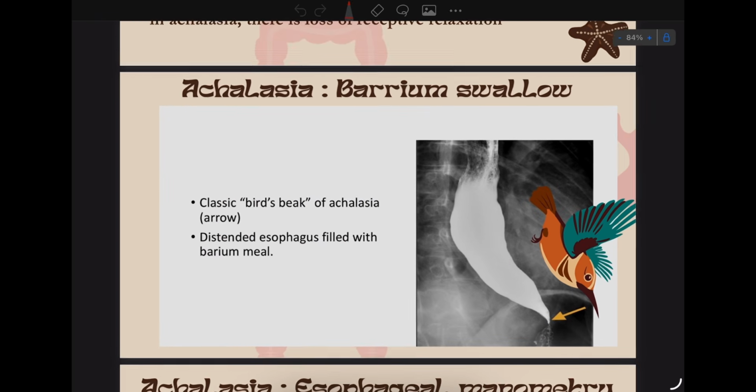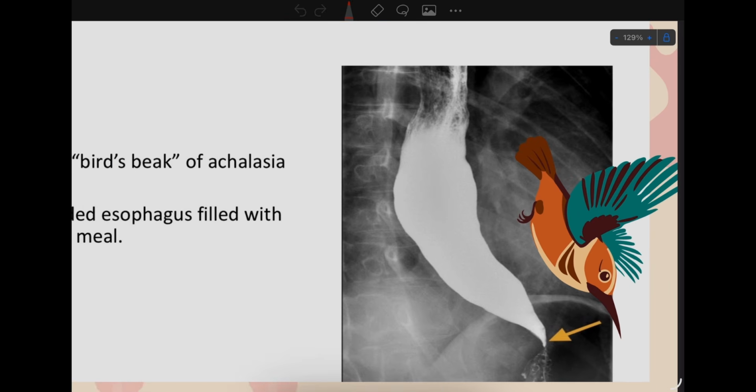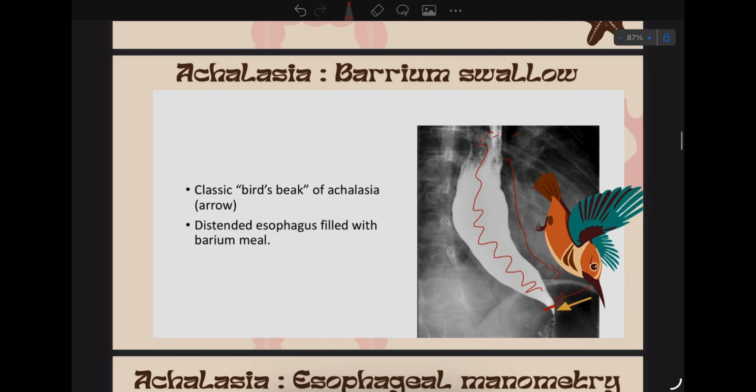This is what you see when you have a barium swallow, the bird's beak. Can you see the resemblance? It's the same idea. See the bird's beak? So this is the esophagus, by the way, and it's filled with food, but at the lower esophageal sphincter, it's constricted. Similar to Hirschsprung, if you remember.